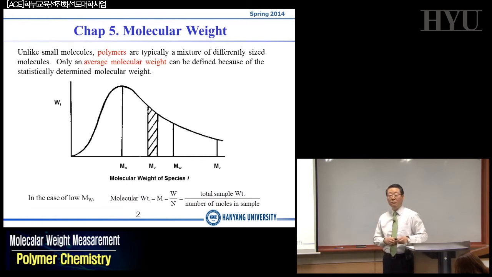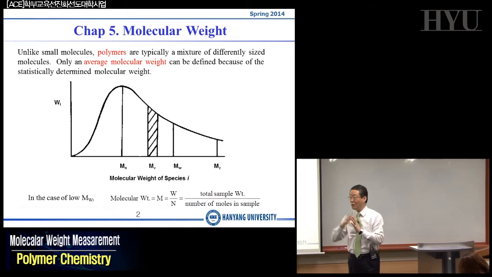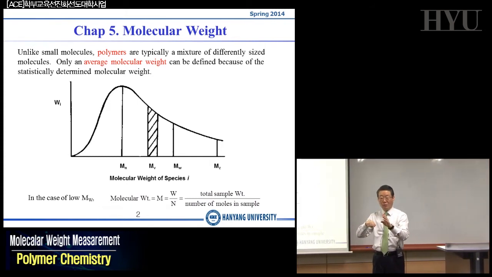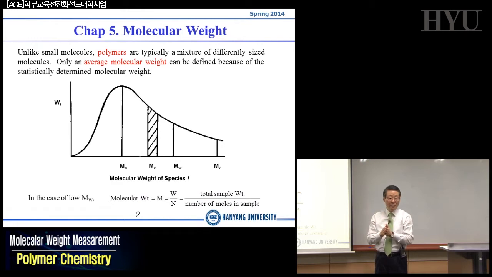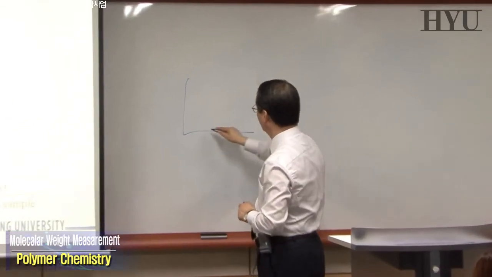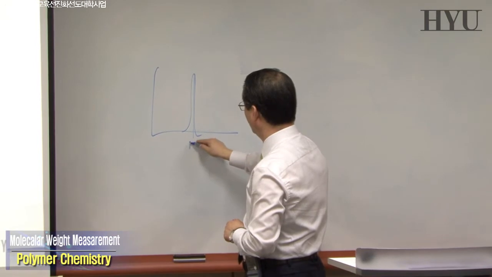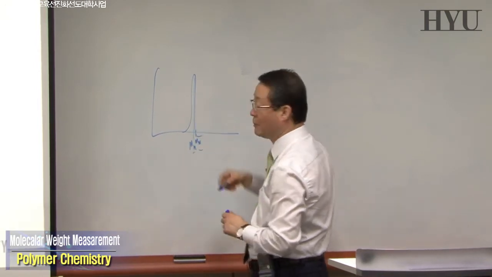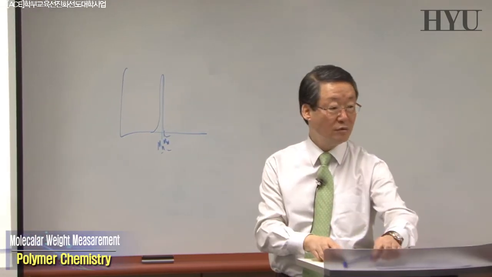Okay? But if you have a narrow distribution of the molecular weight, such as the polymer that you are making in space, with a very narrow distribution, Mn, which is the maximum point, and Mw are almost the same. Right? So Mw divided by Mn, or Mn divided by Mw, whatever, okay? If it's equal to 1, then it means that you have a very narrow distribution of your molecular weight. Right? Mn and Mw are almost the same, with a narrow distribution of the molecular weight.